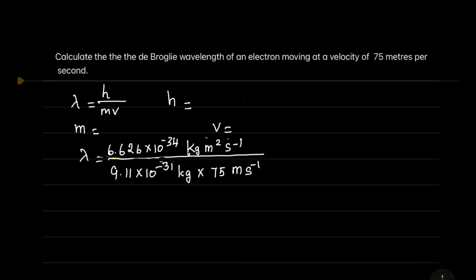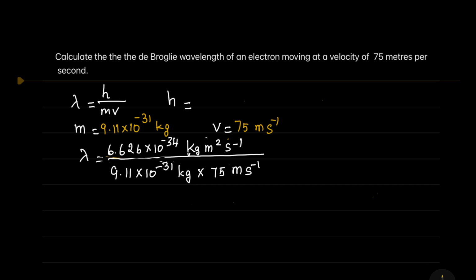The second problem is, calculate the de Broglie wavelength of an electron moving at a velocity of 75 meters per second. Electron is a subatomic particle. Here the velocity of the electron mentioned is 75 meters per second. And m, the mass of the electron, is equal to 9.11 into 10 raised to the power of minus 31 kilograms. It is better that you memorize this value and keep it in your mind so that it will be useful to you during examination time.